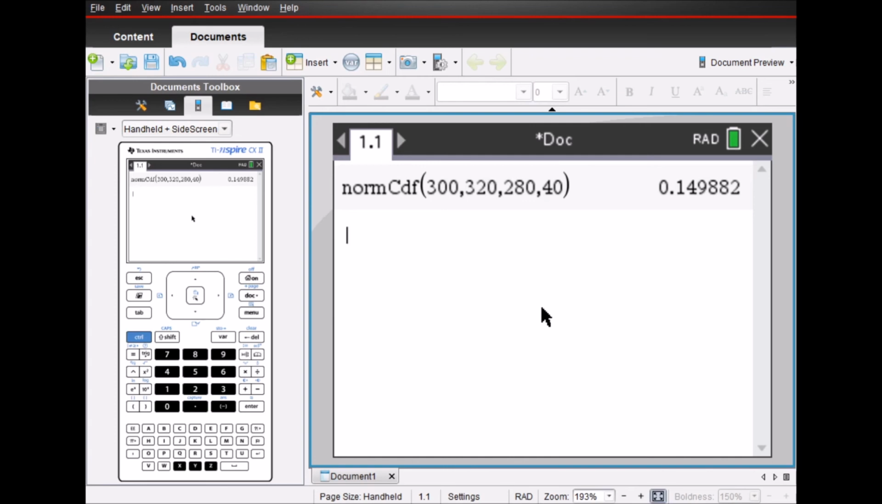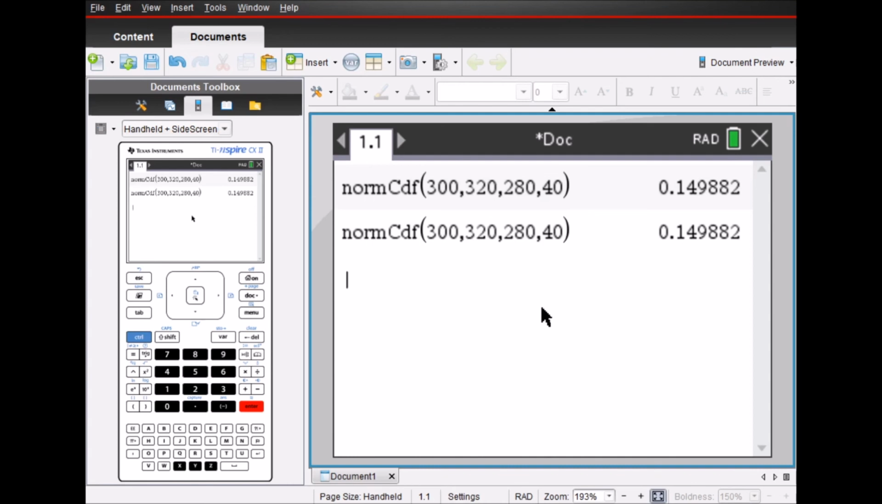This time we're going to go just typing it in, which you can also do on the Inspire. So we type in NORMCDF, 300, 320, 280, 40, and again it kicks out that same probability. Now this can be pretty handy because you can either go through the menus or you can go through the typing, whichever one kind of suits your fancy.